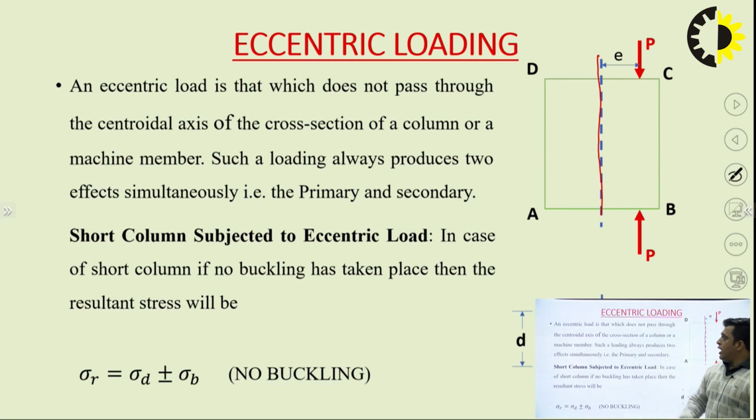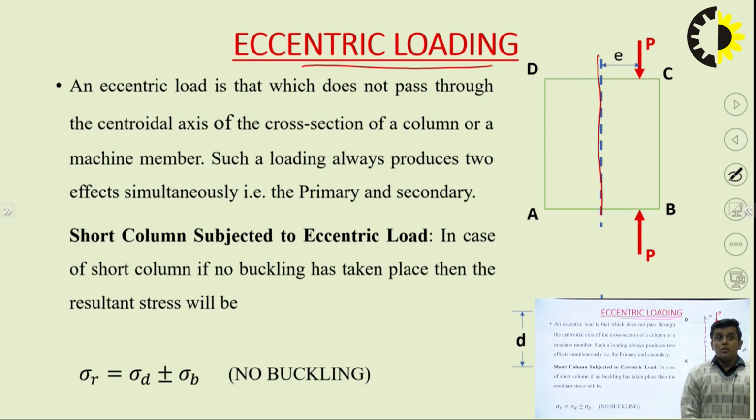See what I have written here, an eccentric load. That loading condition is known as eccentric loading condition. The load is not passing through the axis of the column. It is at a certain distance from the axis, and that loading is known as eccentric loading. Now you have seen an eccentric load is that which does not pass through the centroidal axis of the cross section of a column or a machine member.